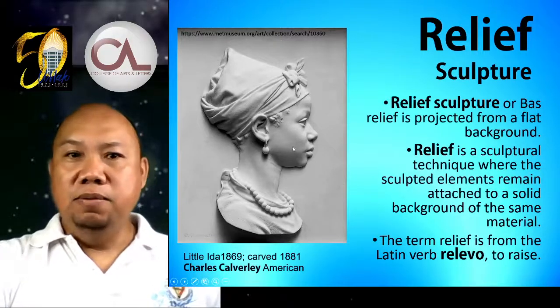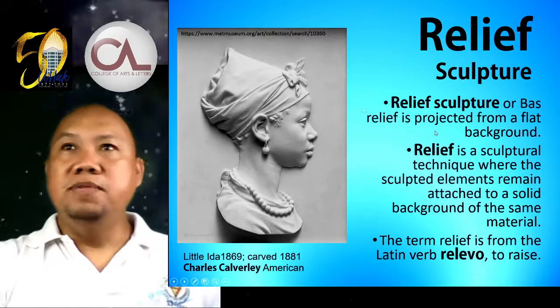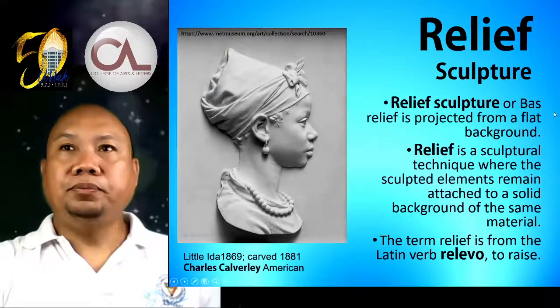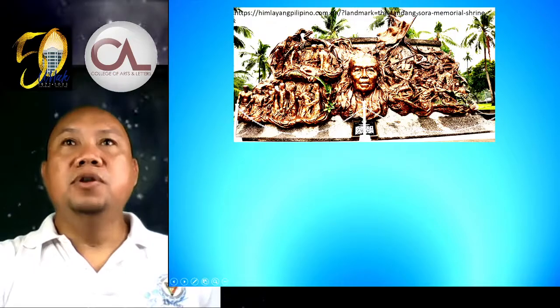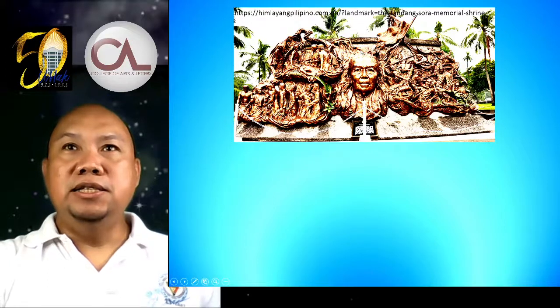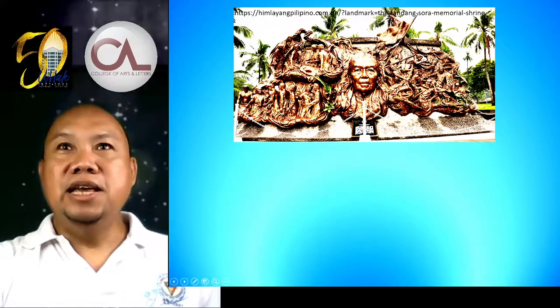The lady is very beautiful, the little Ida. Ida is very beautiful. So we have the freestanding and we have the relief, right? And here is another relief, a local one here in the Philippines. Is this face familiar to you? Yes, that is Tandang Sora.